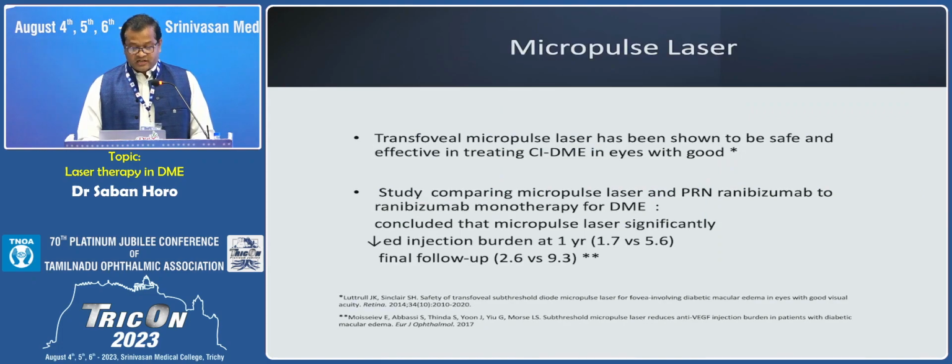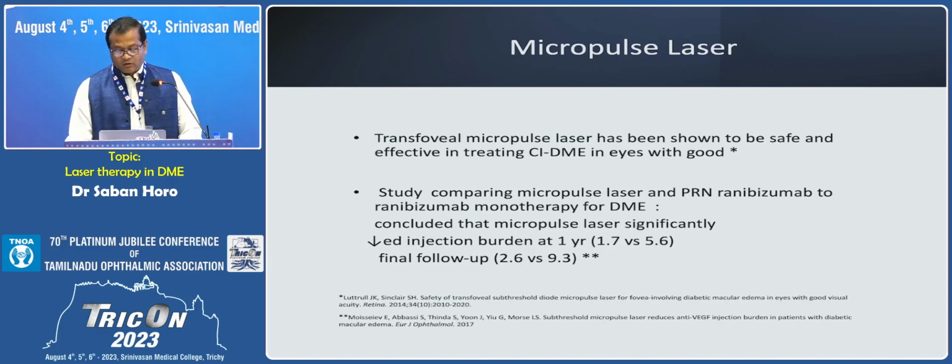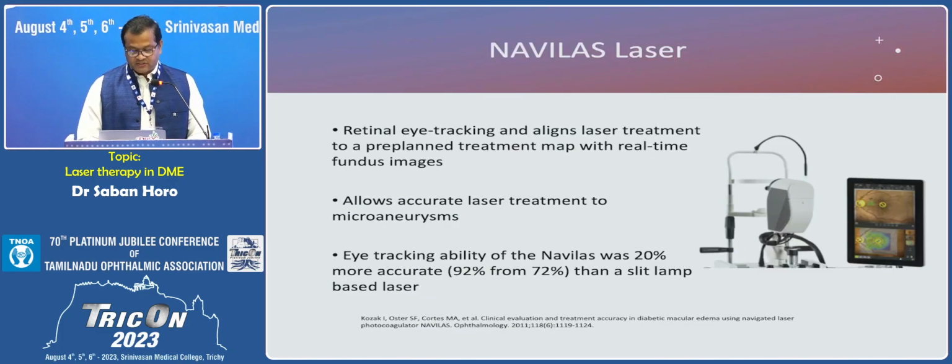You can also do a transfoveal micropulse laser, and it has been shown to be effective and safe in treating center-involving diabetic macular edema in eyes with good vision. A study comparing micropulse laser with PRN ranibizumab to ranibizumab monotherapy for diabetic macular edema concluded that laser significantly reduced the injection burden at 1 year, 1.7 versus 5.6.